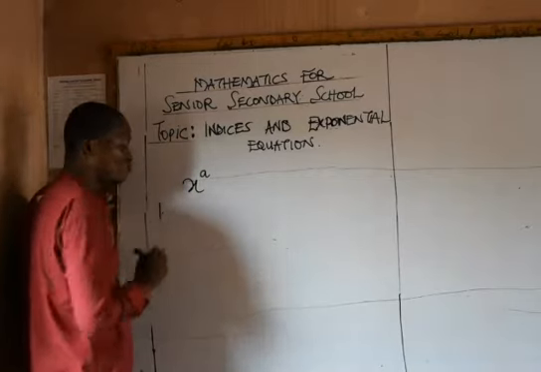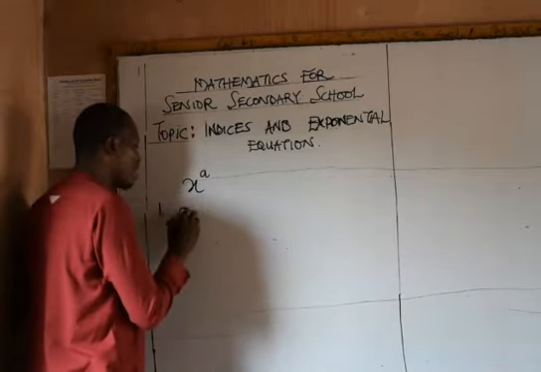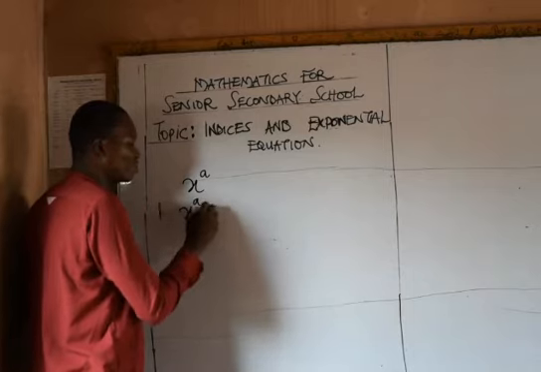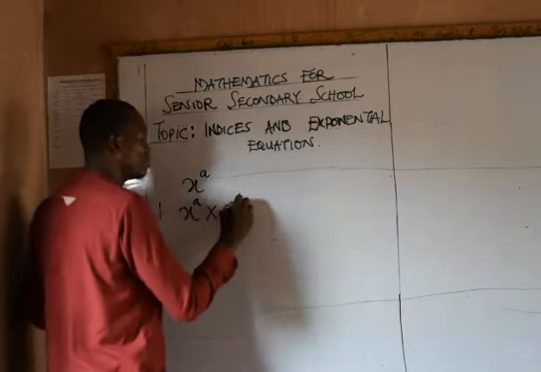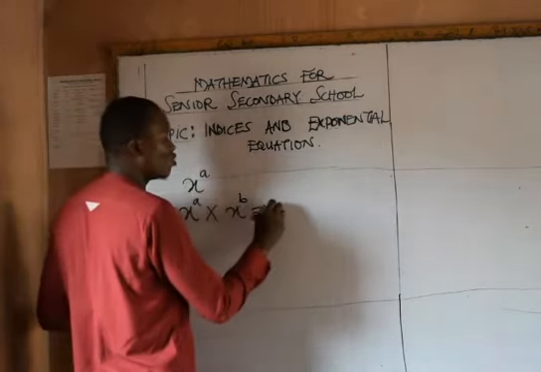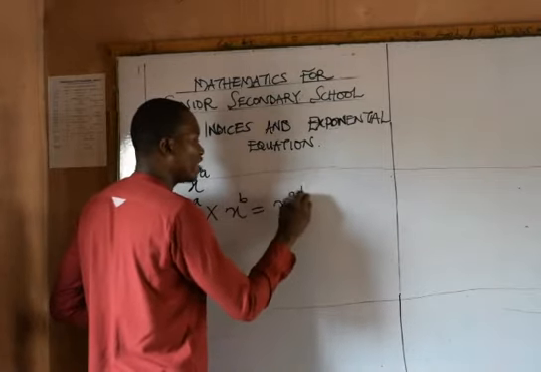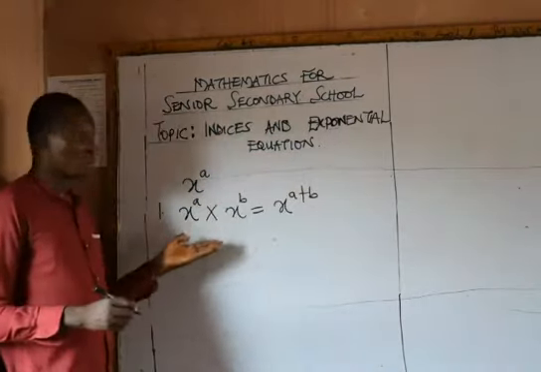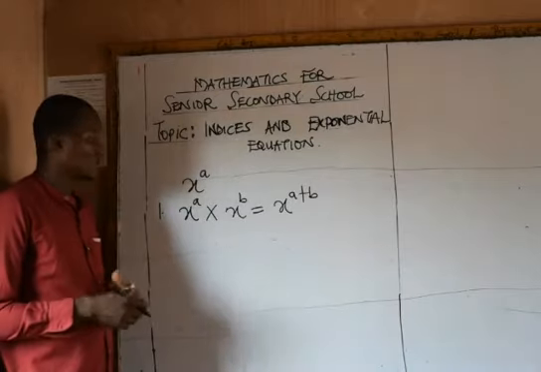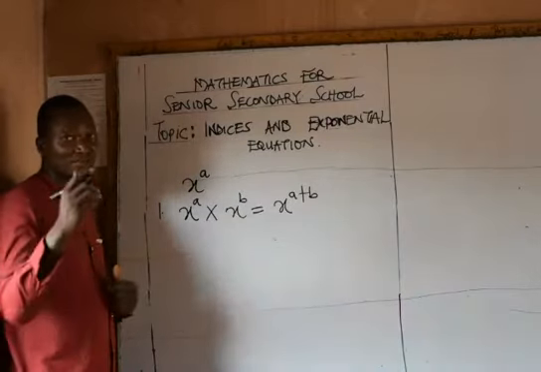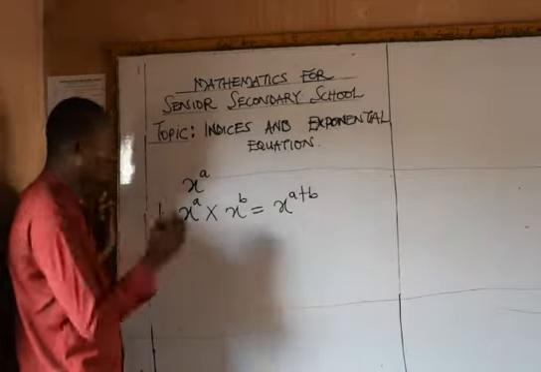The first law we'll be treating states that if we have x raised to the power of a multiplied by x raised to the power of b, the answer is equal to x raised to the power of a plus b. Why is this law valid? Let's check from our primary 2 mathematics.